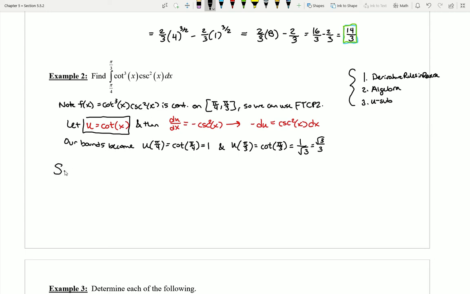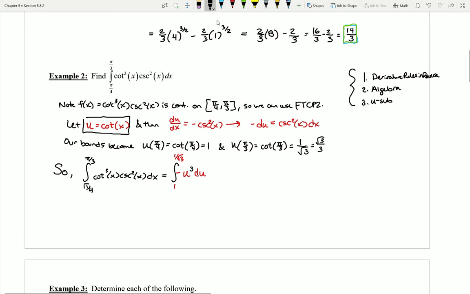So let's go ahead and see what we're going to end up with here. I can see then that my integral that I had at the start, cotangent to the third of x, cosecant squared of x dx, will be transformed in the following way. Again, my lower bound is going to be changed to a 1. My upper bound will be changed to this 1 over root 3. I'm going to have now, instead of a cotangent to the third, since cotangent is the same as u, a u to the third power. And then my cosecant squared dx is going to be able to turn into a negative du. And I'll just put this negative here at the front, or I could even pull it outside the integral.